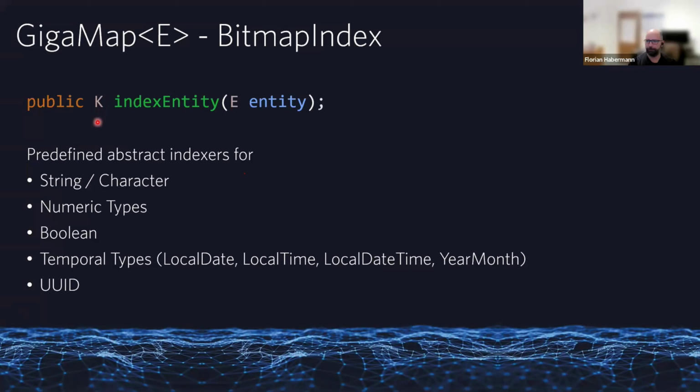And we bring predefined indexes for the most commonly used types, or strings, character types, numerics, booleans, the temporal types from the newer Java Time API, and for UUIDs. But if you need special indexes for several use cases, just return a different value. We can index every single type, so you're not limited to the predefined ones. You can index everything.